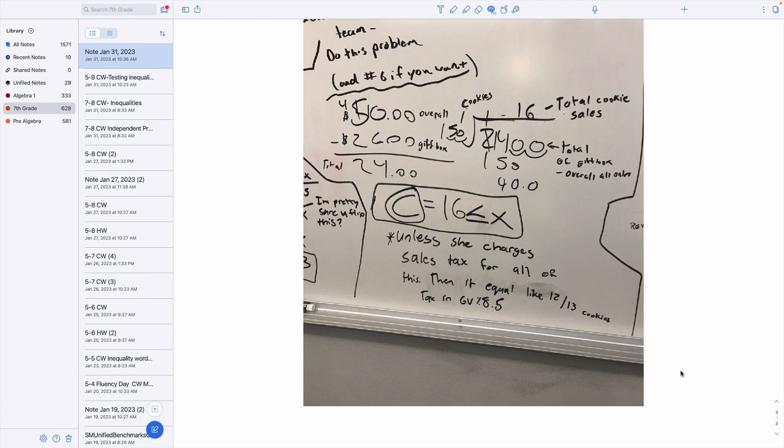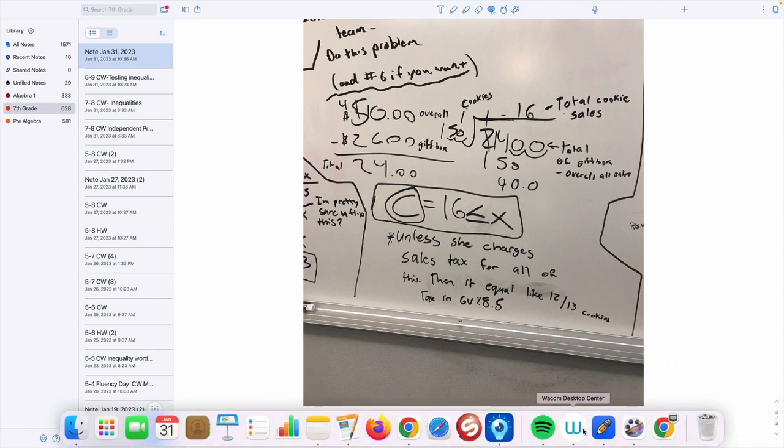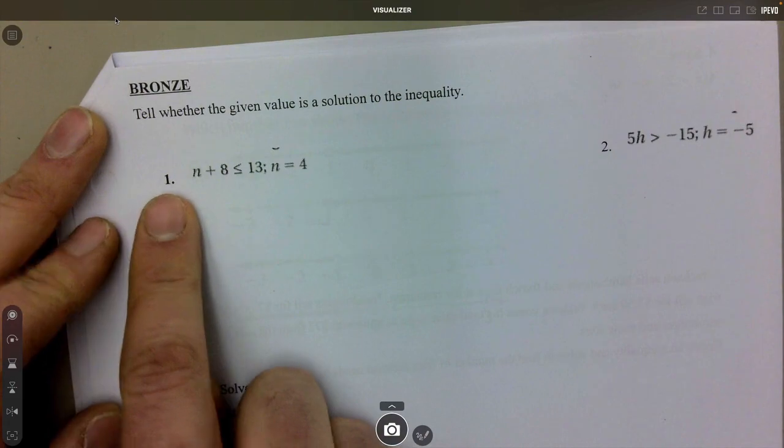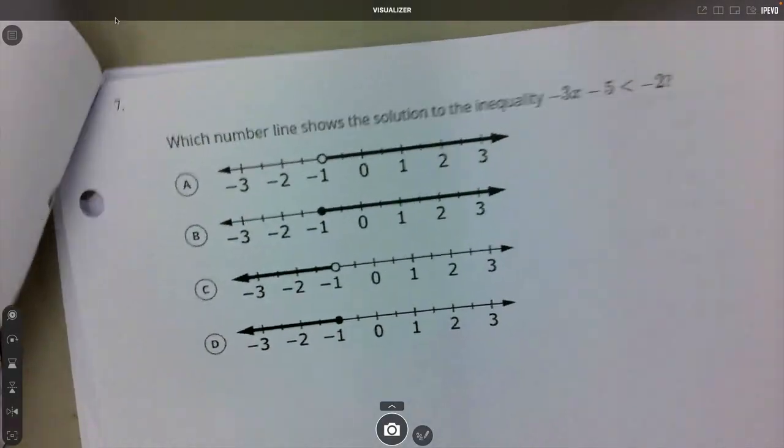Voices off, 3, 2, 1. Let's talk about homework. Turn your page to the next bronze section. We're skipping number 6. We're out of time. Your bronze section looks like this. You have 1, 2, 3, 4, 5, 6, 7, and 8.